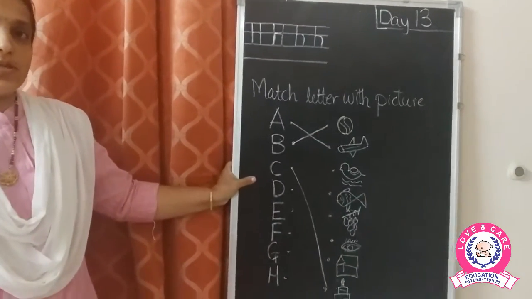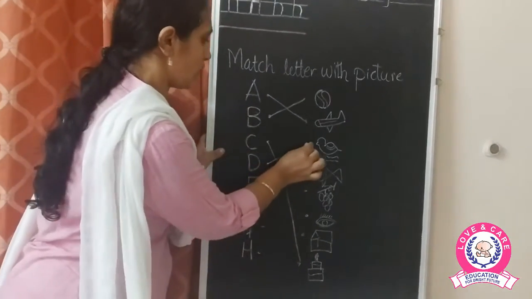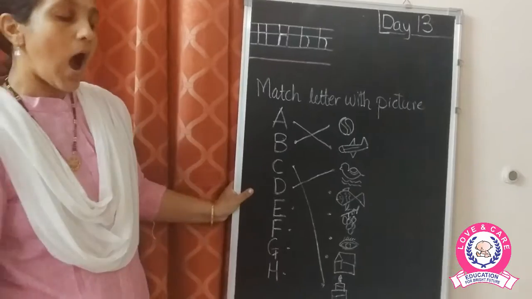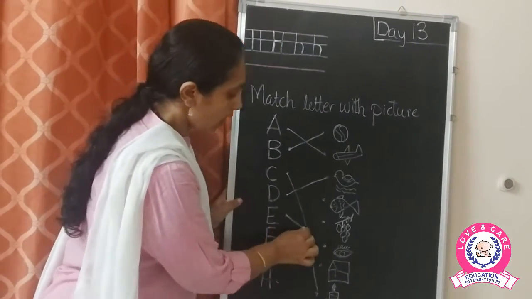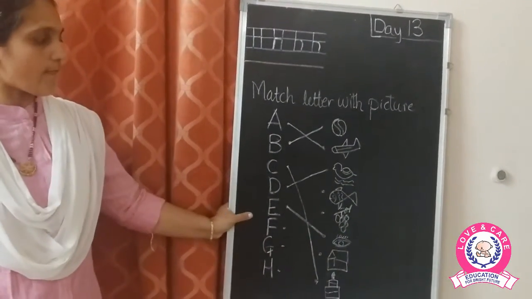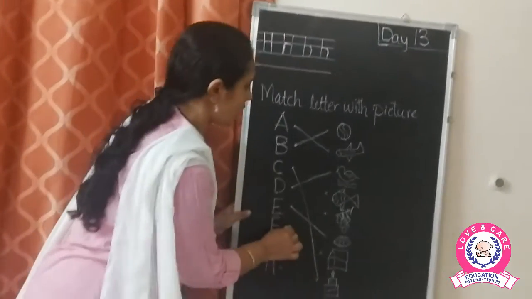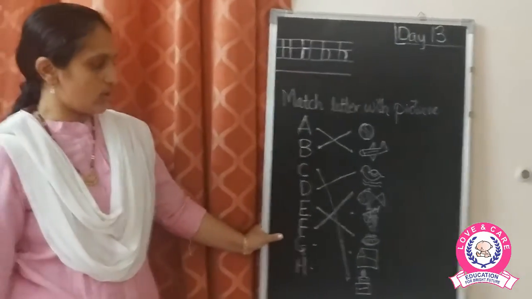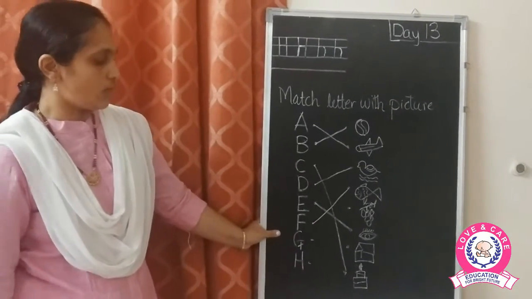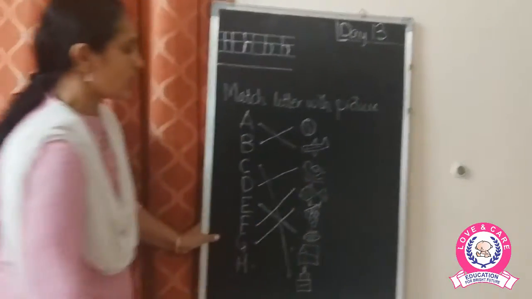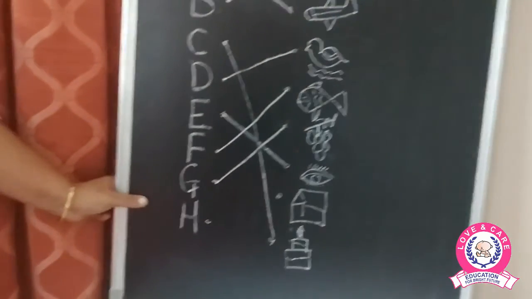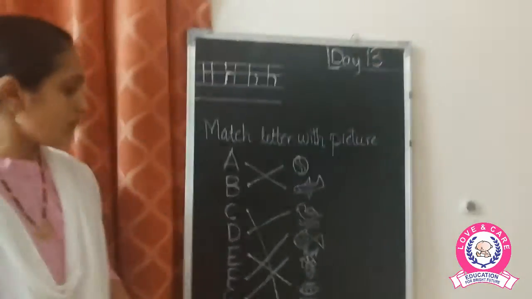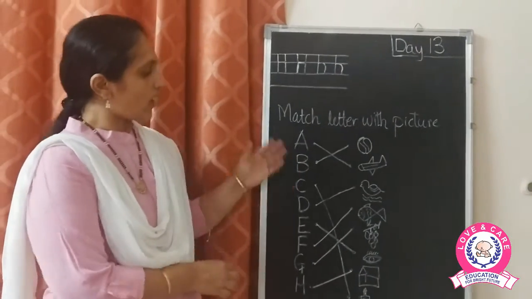Then D. So D for duck. E. E for eye. F. F for fish. G. G for grapes. And H. H for house.